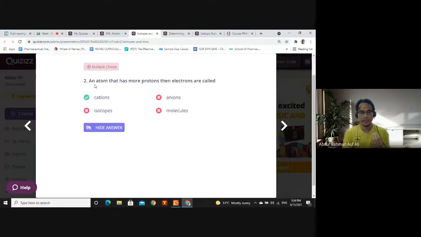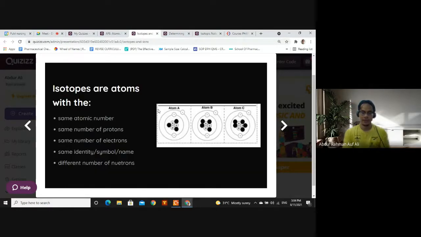Okay, so here we said earlier that an atom that has more protons than electrons is called a cation. Alright, so that is ions. Later on I will expand on it further. But now we want to look at isotopes.